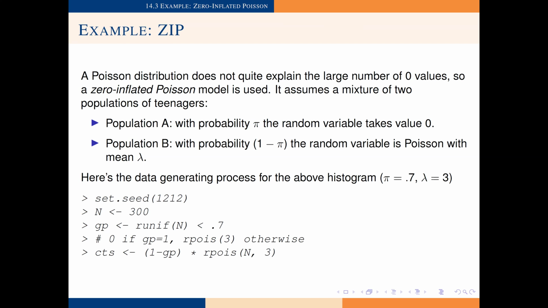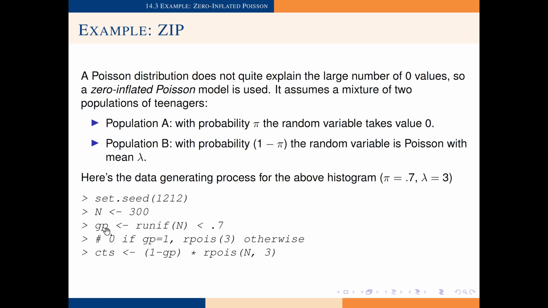And for the teenagers in this class, the number of drinks that they have on a given day follows a Poisson distribution with mean lambda. And your observed data is actually the mixture of these two groups of teenagers. Here's the data generating process I had for the earlier histogram, where I had the pi true parameter equal to 0.7 and the lambda for population B equal to 3. So for the 30% of teenagers who come from the second class, on average, they have 3 drinks per day.